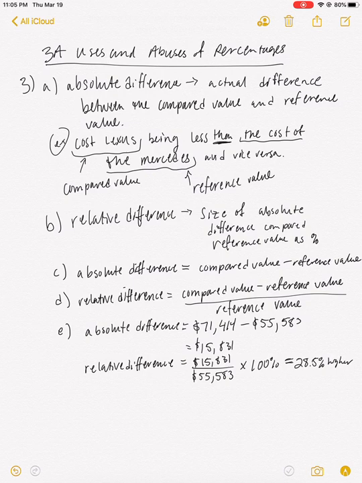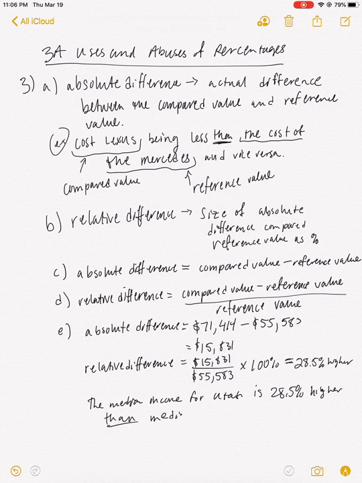Okay, so in summary, for our example, the median income for Utah is 28.5% higher than, remember that's our keyword, than the median income for Idaho.